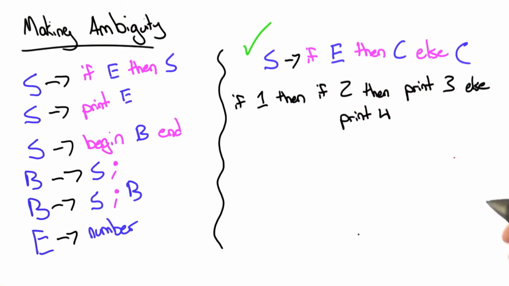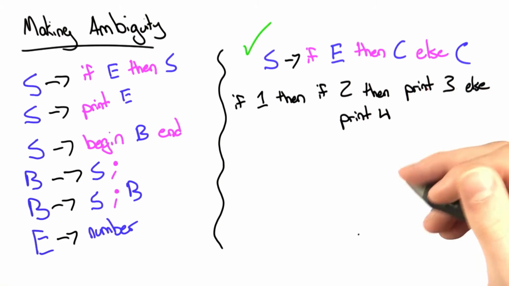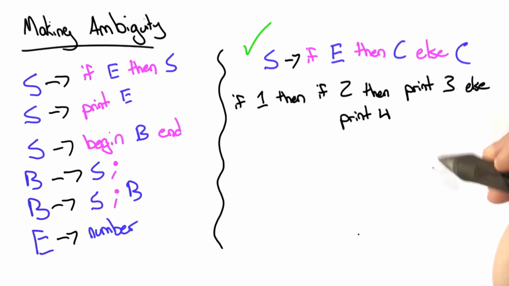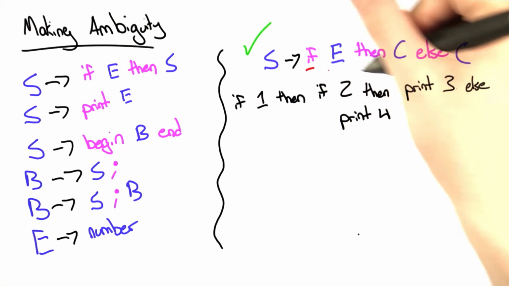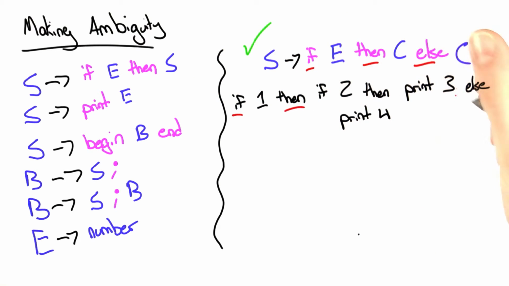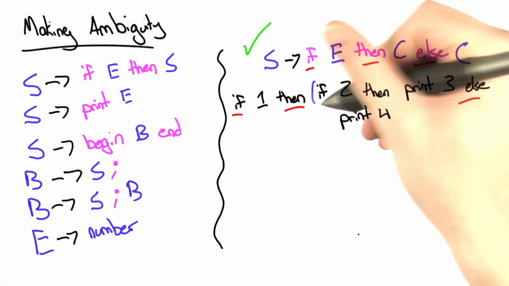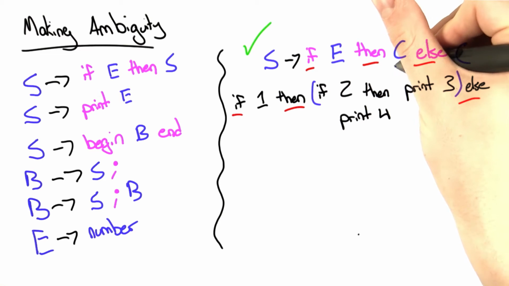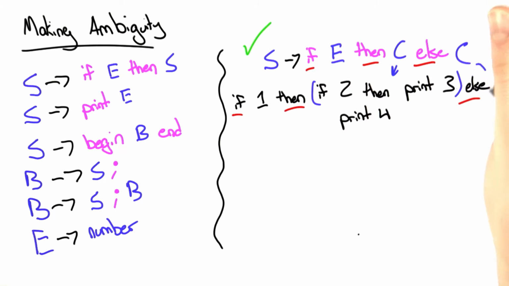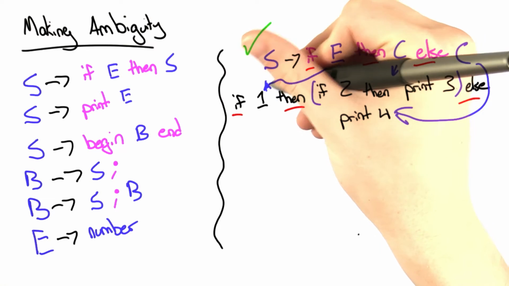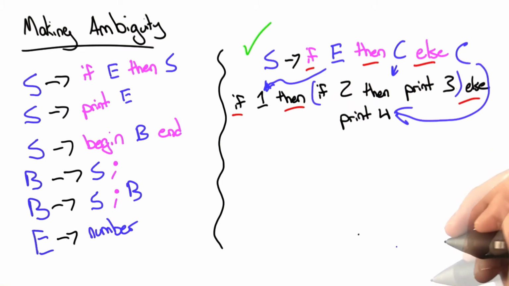So here I have the string. And what we need to do is show that there are two ways using this grammar to generate the string. One way is using the if-then-else construct, where this if, this then, and this else match here, here, and here. This part of the string corresponds to the C, this one goes here, and this one is from the E right there. That's one way to do it.